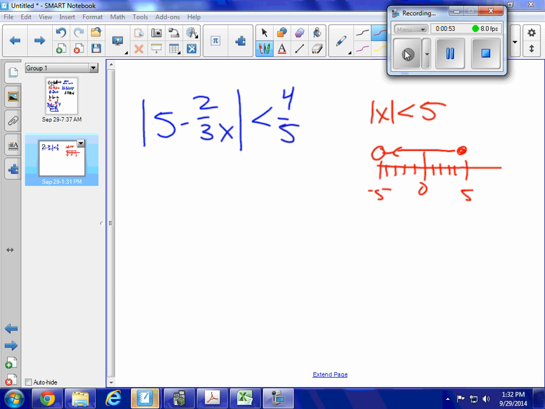So when I have an absolute value less than a positive number type of equation, I know it's going to be something that's going to be between two numbers. So I need to set the problem up correctly.